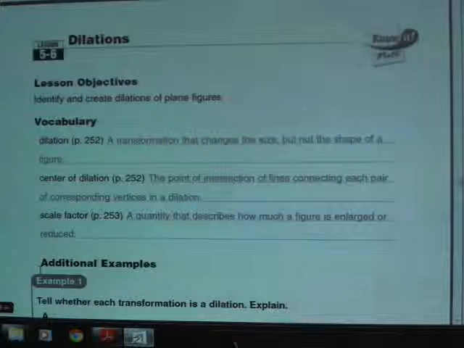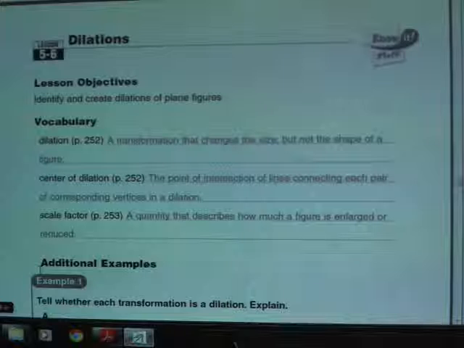The center of the dilation is the point of intersection of lines connecting each pair of corresponding vertices in a dilation. And scale factor, that's a quantity that describes how much a figure is enlarged or reduced. So if we make something go from 2 centimeters to 4 centimeters, the scale factor is 2 because it's double. If I make it go from 2 centimeters to 6 centimeters, the scale factor is 3 because it's now triple.